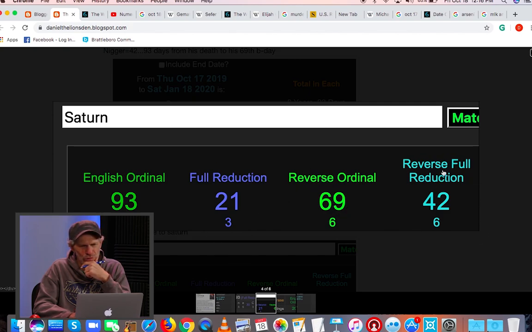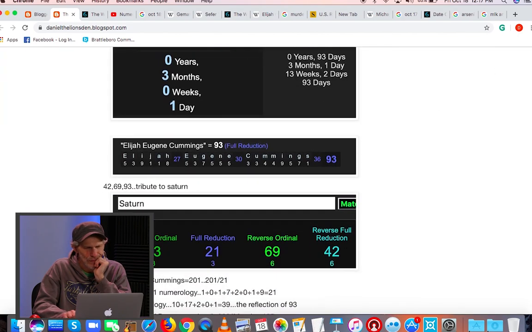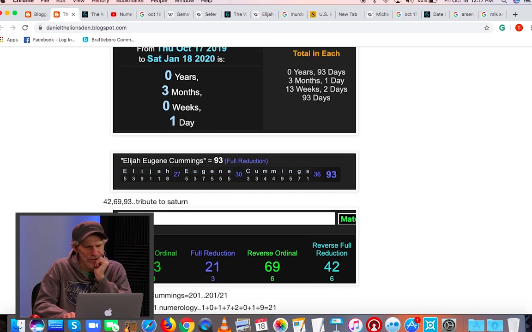And this number 42, born on 18/1 or 181, the 42nd prime, the N-word 42. House Oversight Committee 181. This 21 is important too. I'll show you that. Tribute to Saturn. So also Elijah Eugene Cummings equals 201.